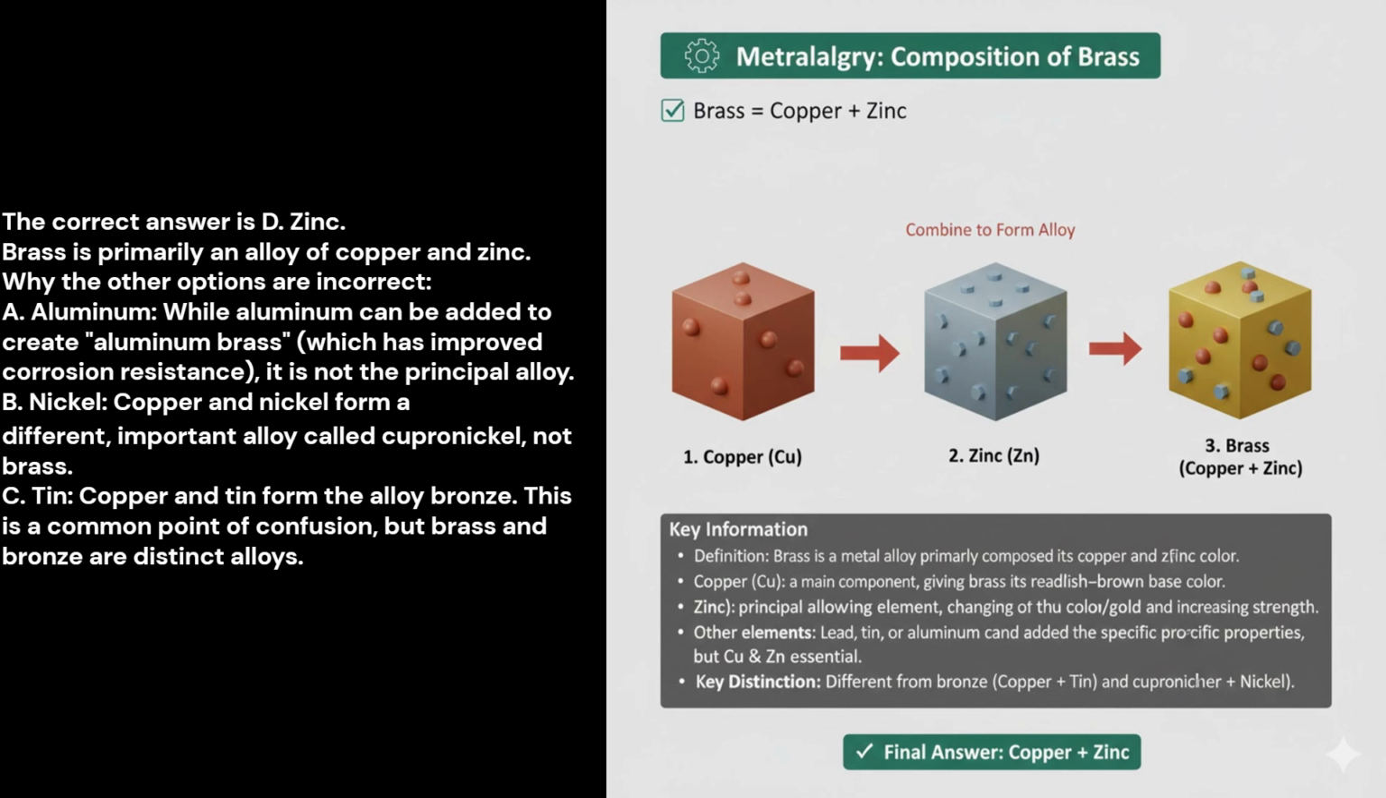Why the other options are incorrect? A. Aluminum. While aluminum can be added to create aluminum brass, which has improved corrosion resistance, it is not the principal alloy. The primary alloy is copper and zinc. B. Nickel. Copper and nickel form a different, important alloy called cupronickel, not brass. C. Tin. Copper and tin form the alloy bronze. This is a common point of confusion, but brass and bronze are distinct alloys.